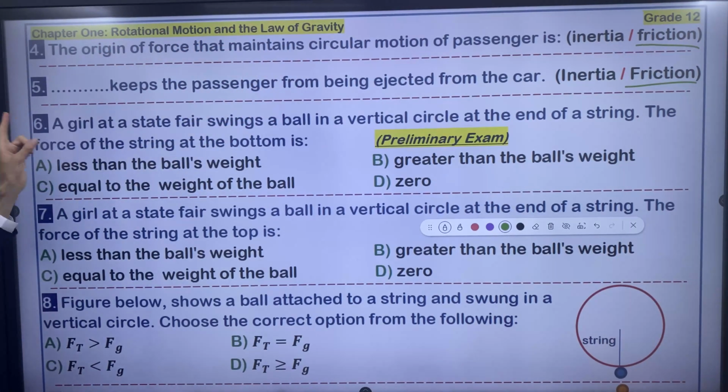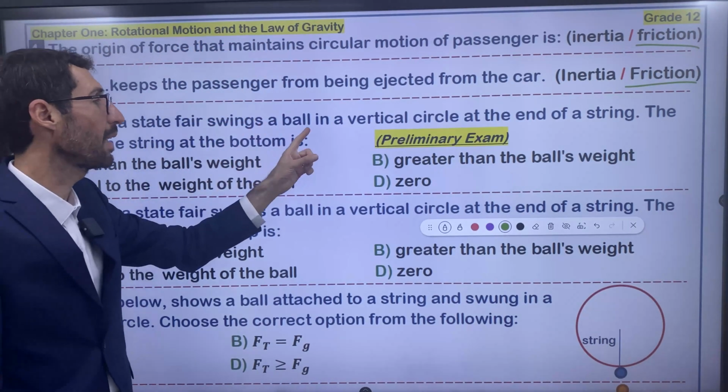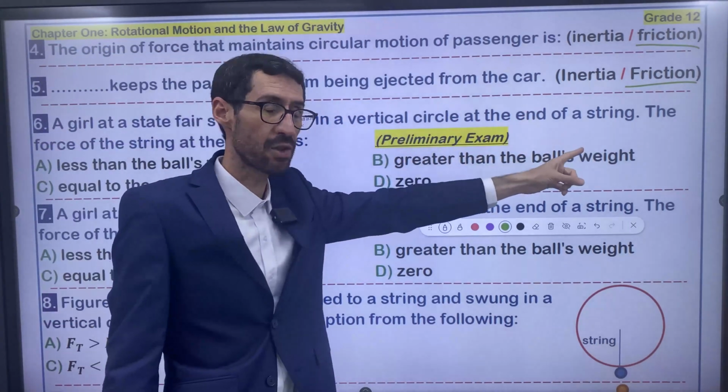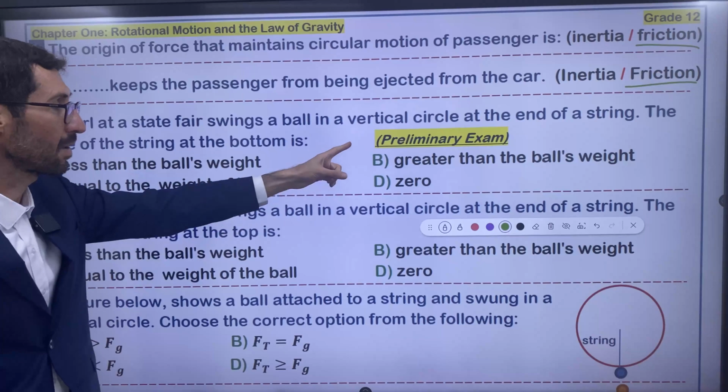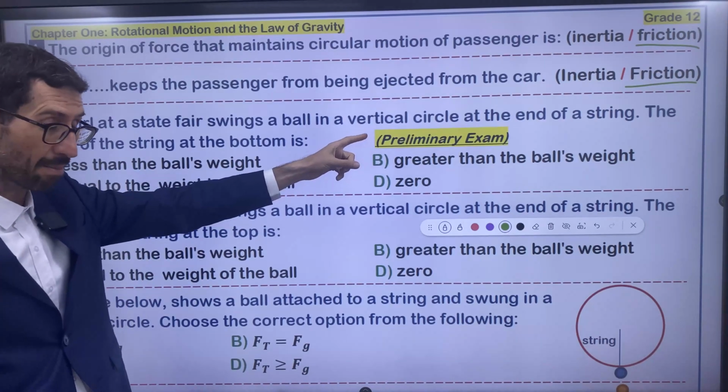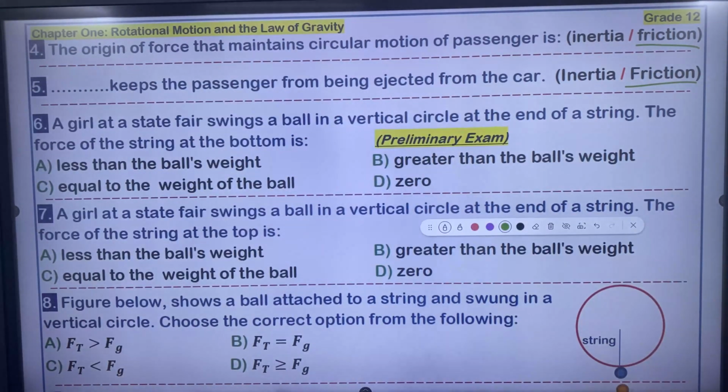Question number 6. A girl at the state fair swings a ball in a vertical circle at the end of a string, right? The force of the string at the bottom is... So this is a question of a preliminary exam. Let me examine it for you.